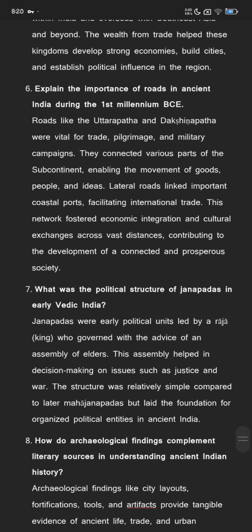Explain the importance of roads in ancient India during the first millennium BCE. Roads like the Uttarapatha and Dakshinapatha were vital for trade, pilgrimage, and military campaigns. They connected various parts of the subcontinent, enabling the movement of goods, people, and ideas. Lateral roads linked important coastal ports, facilitating international trade. This network fostered economic integration and cultural exchanges across vast distances, contributing to the development of a connected and prosperous society.